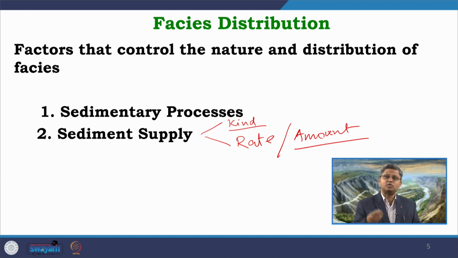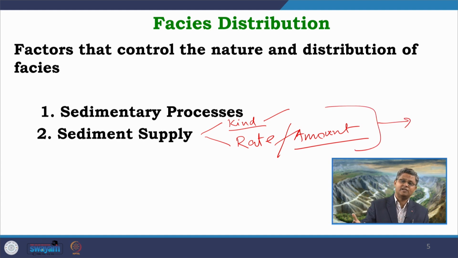So, when we are talking about the sediment supply, the type of sediment and the rate or amount of sediment supplied into the system will control what will be the nature of the resultant facies and what will be the distribution of the resultant facies.